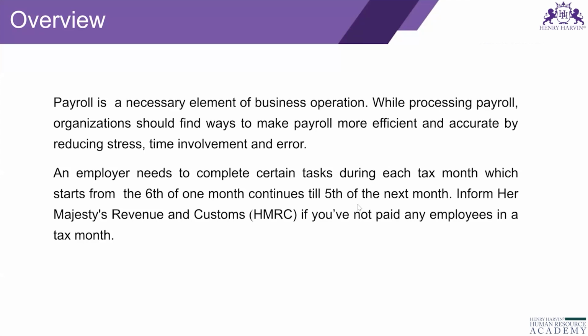An employer needs to complete certain tasks during each tax month, which starts from the 6th of the month and continues till the 5th of the next month. Why? Because our financial year starts from 6th April to 5th April. Some organizations may follow that same pattern, like 6th April to 5th May, 6th May to 5th June. So what this point says is that we have to start with the important activities, as year start activities after the 6th, and also as monthly activities.